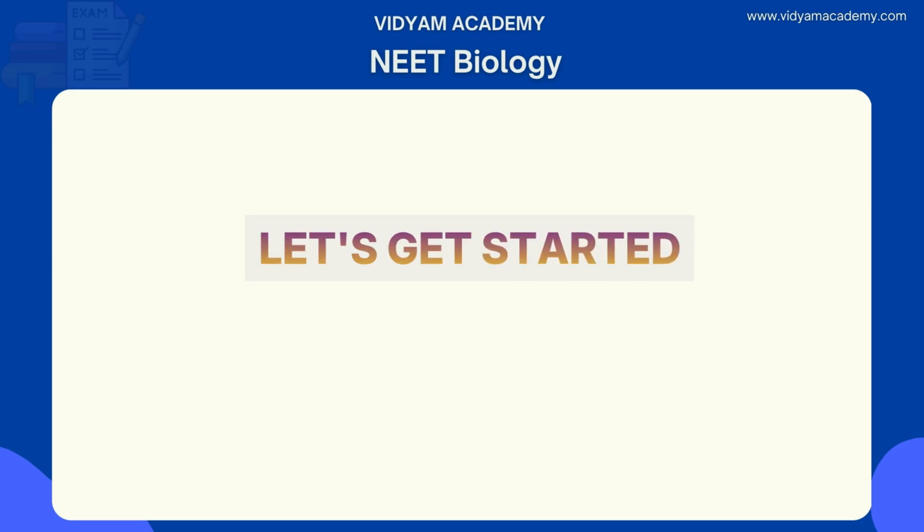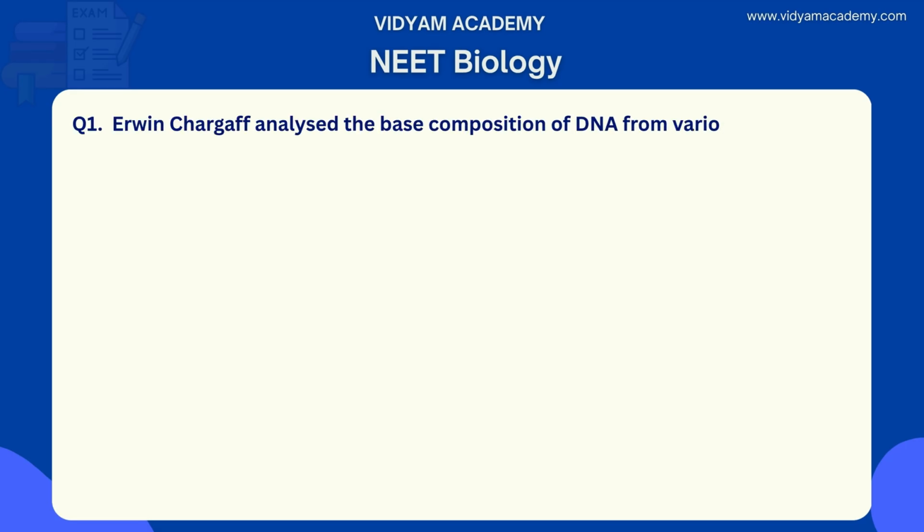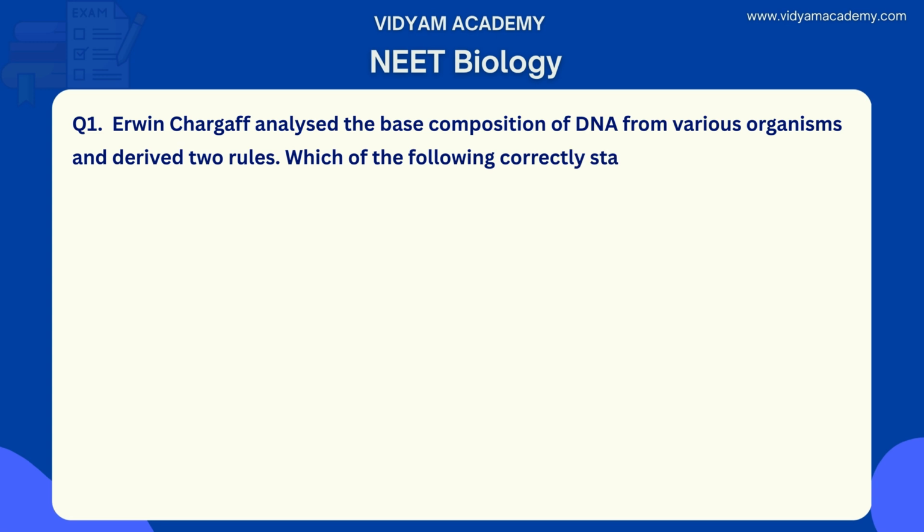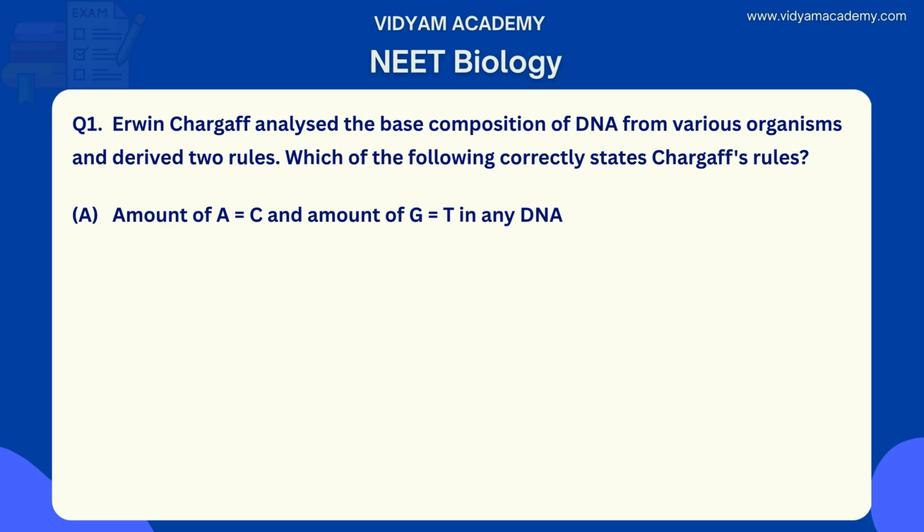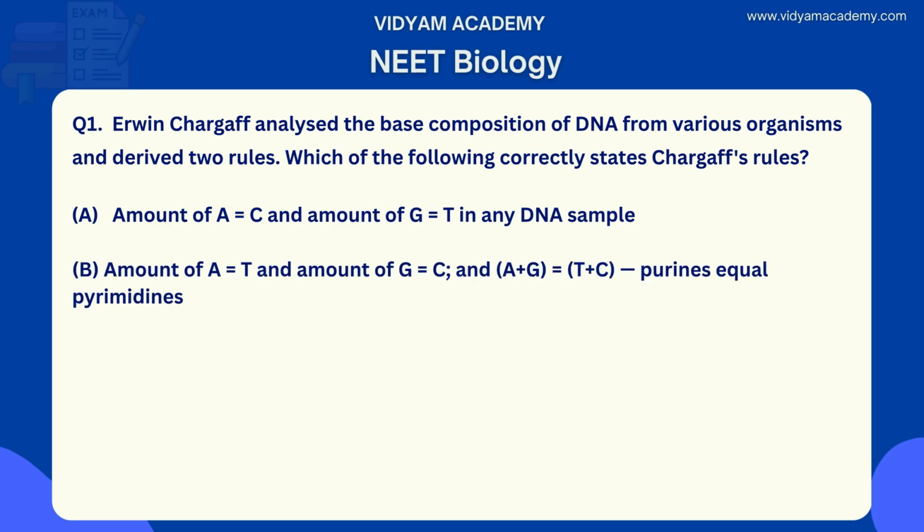Let's get started. The first question is: Erwin Chargaff analyzed the base composition of DNA from various organisms and derived two rules. Which of the following correctly states Chargaff's rule? Option A. Amount of A is equal to C and amount of G is equal to T in any DNA sample. Option B. Amount of A is equal to T and amount of G is equal to C, and A plus G is equal to T plus C.